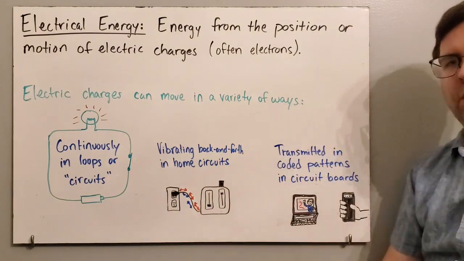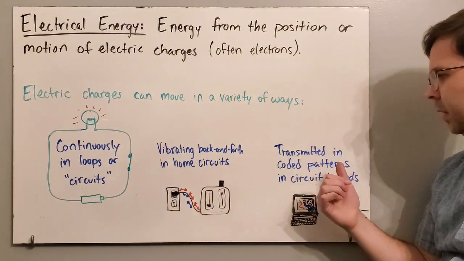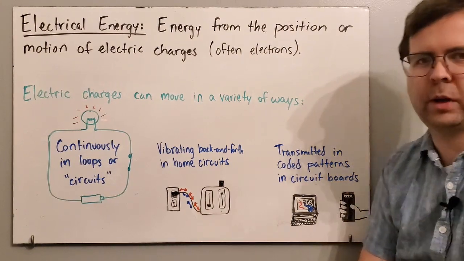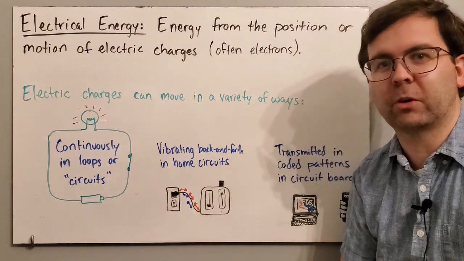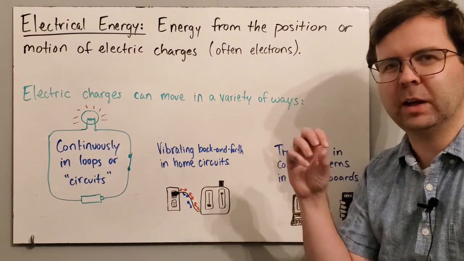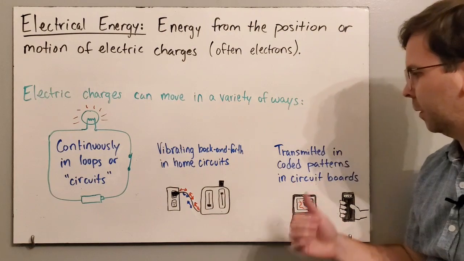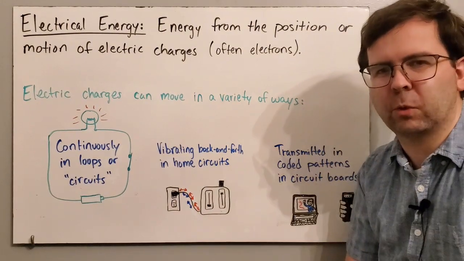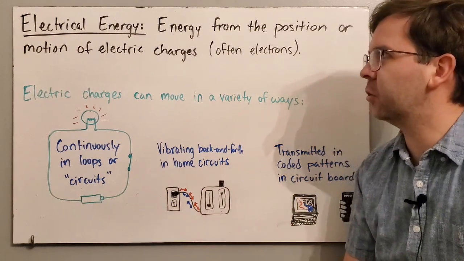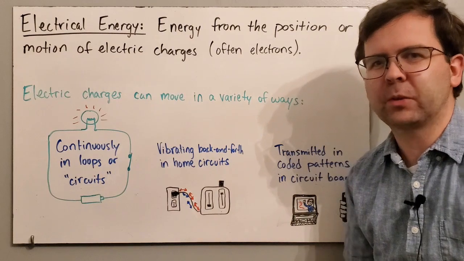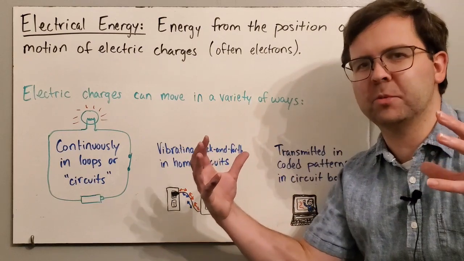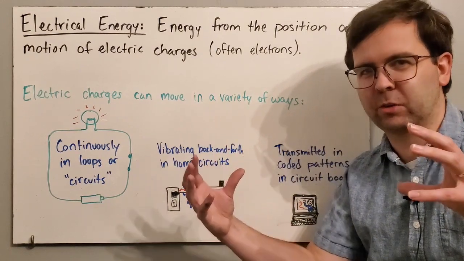You can also have electrons being transmitted in coded patterns inside of circuit boards. So any kind of electronic device that has a circuit board is going to have electrical energy that's being transmitted in pulses or bits, coded in patterns for electricity. So this is all different kinds of moving electric charges. Electrical energy can also be static. It could be at rest. So if you have electric charges building up on an object, that can also possess electrical energy.